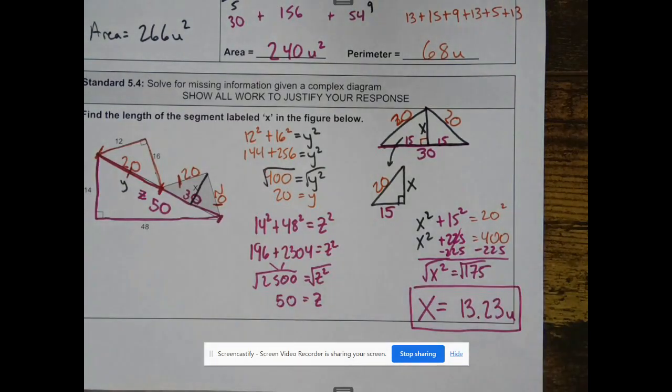For these 5.4 problems, it's all about just approaching it one step at a time. Figure out all the information you can. Hope that was helpful. Good luck with LT5.